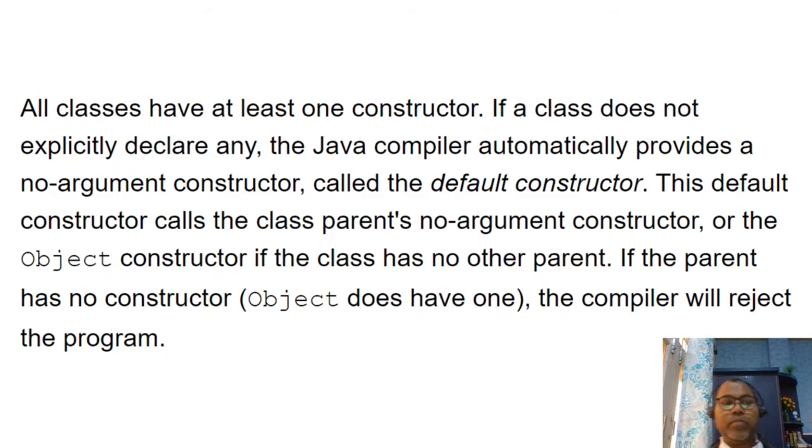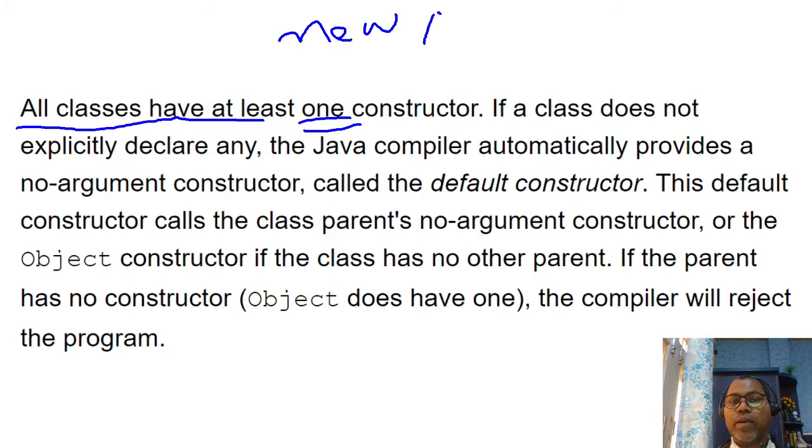So we have to say that all classes have at least one constructor. Whenever you use the new keyword, you write your class name and then pass the arguments. Without these parentheses you cannot; this is the syntax: the new keyword, your class name, an opening brace and a closing brace. Here you might pass no argument, or you can pass any number of arguments. If you don't pass any argument, that is known as a default constructor.